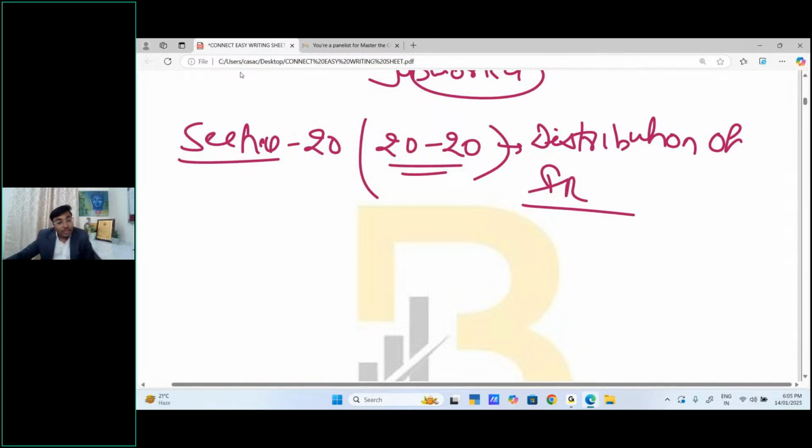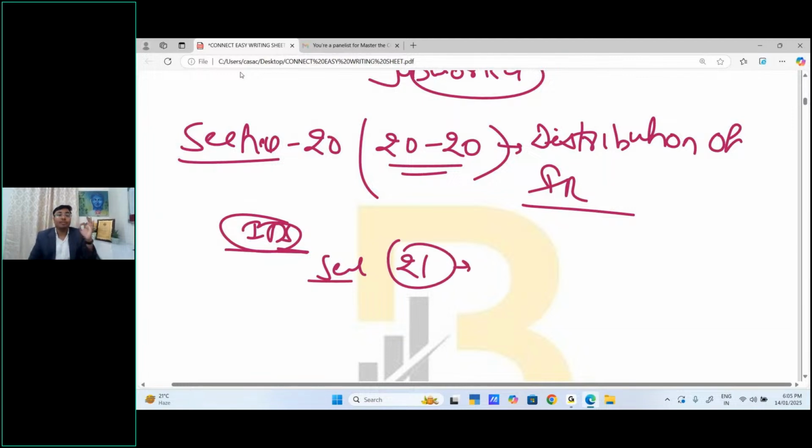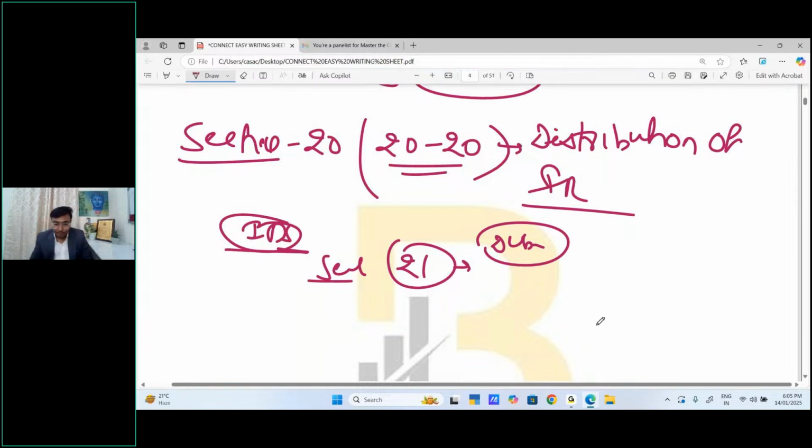और अगर उस input service distributor ने कुछ excess ITC distribute कर दी, in that case under section number 21 they have given that the input service distributor can issue the debit note and reduce the excess distributed ITC. Section 2020, that is distribution of input tax credit by input service distributor. So this section is related to input service distributor.